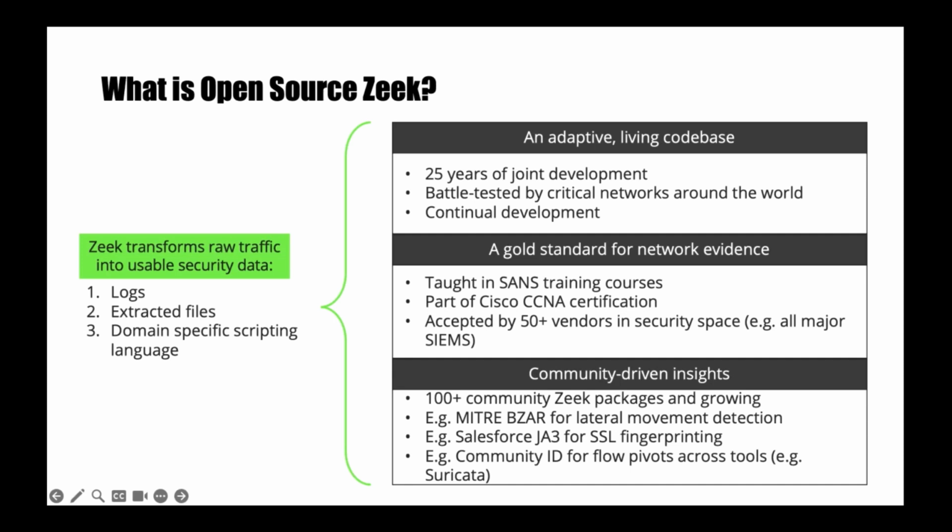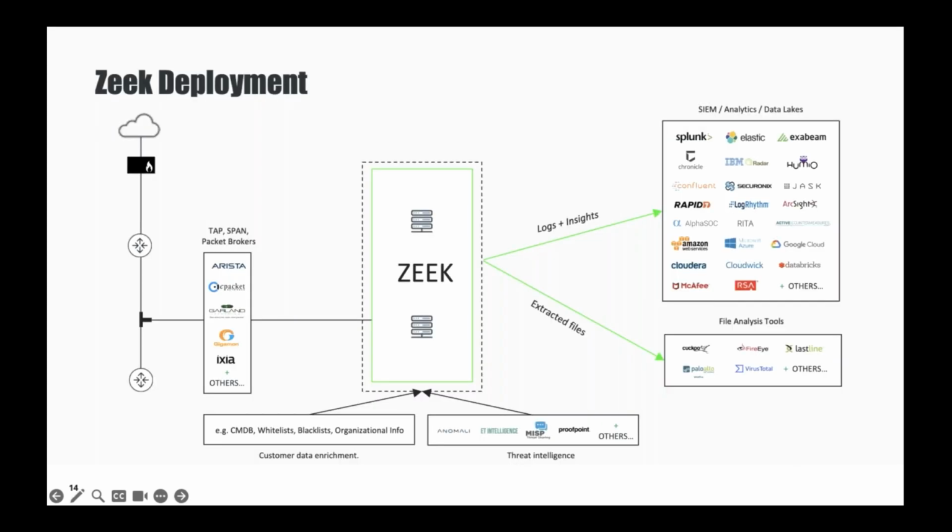So let's look slightly more at the architecture. How would you actually go about using and deploying Zeek? So starting left to right, there is some form of a data source. And Zeek can ingest any form of network data as long as it's IP based, probably going to be fine.